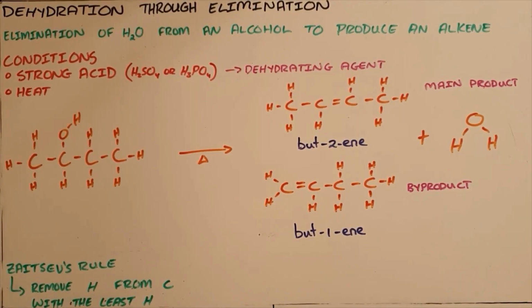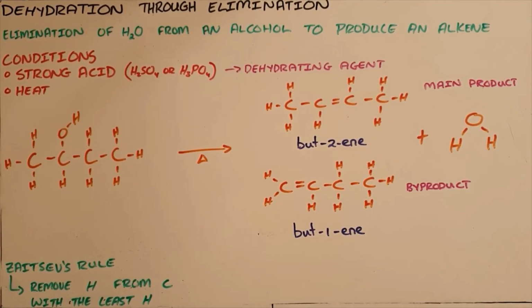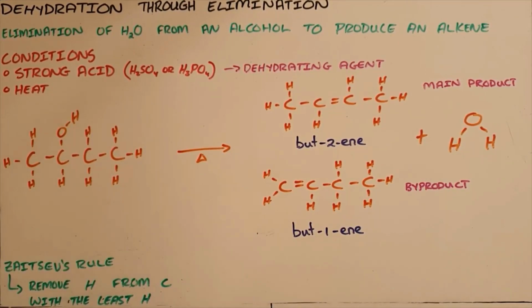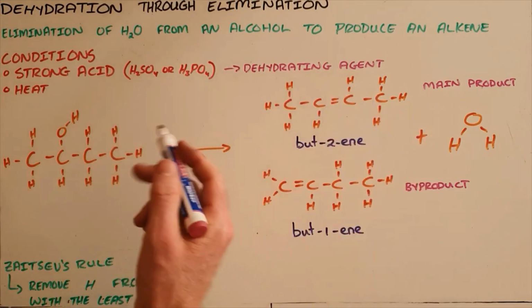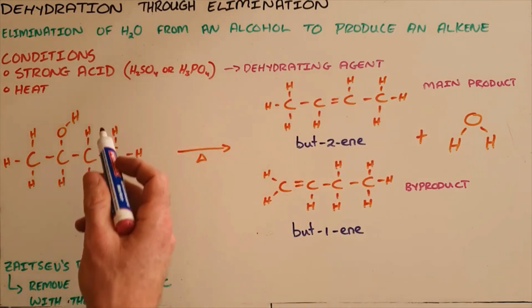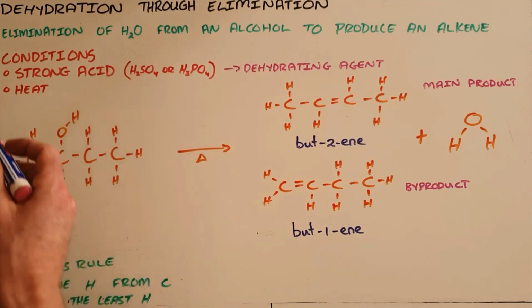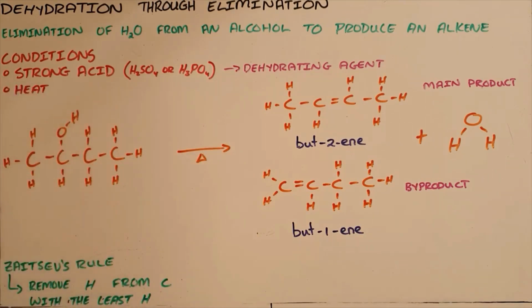Dehydration through elimination is the elimination or removal of water from an alcohol to produce an alkene. This reaction can only happen on condition that there is a strong acid present. That acid acts as a dehydrating agent. Usually we would use sulfuric or phosphoric acid, and the reaction solution is heated, once again shown with the triangle underneath the arrow there.